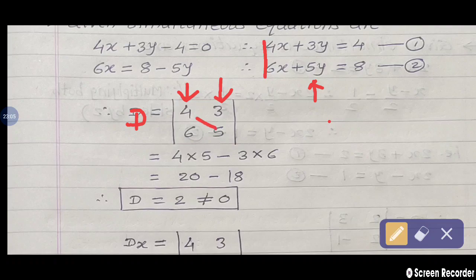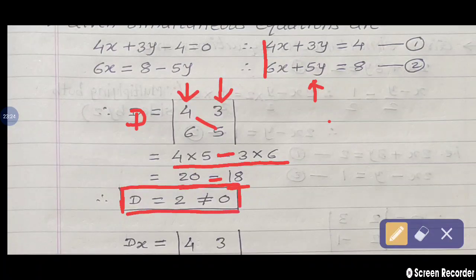4 5s are 20. This is the important step that we write first. 4 5s are 20 minus 3 multiplied by 6, that is 18. So 20 minus 18, answer is 2, and that is not equal to 0. So we are getting the answer of D is what? 2.